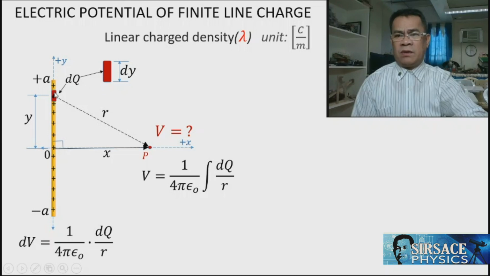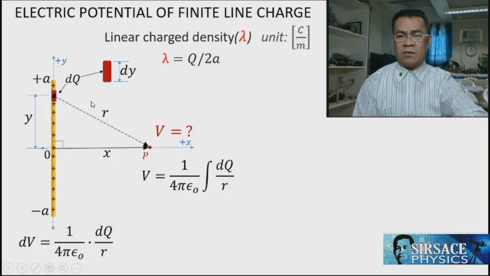We need this because we cut a segment of this line. Now, how do we compute the linear charge density? Because the total charge is Q, we divide Q by the length. The length of this wire is twice a. So therefore, it is Q over 2a.